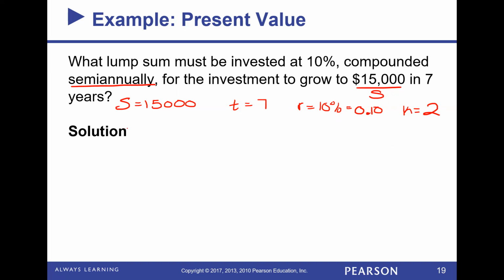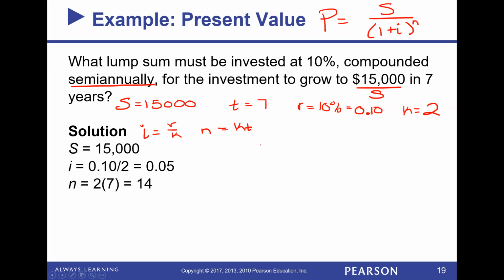Now, the formula that we're using here is the one that says P equals S over 1 plus I to the power of N. Now, there's an I and an N, but there's no I or N written here. So this is my formula, but I need to write a little extra bit in there. I need to remind myself, what is I? I is R over K, and N is K times T. So I'm going to take that 10% and divide it by 2, which is going to give me 0.05. And I'm going to take 2 times 7, which is going to give me 14.